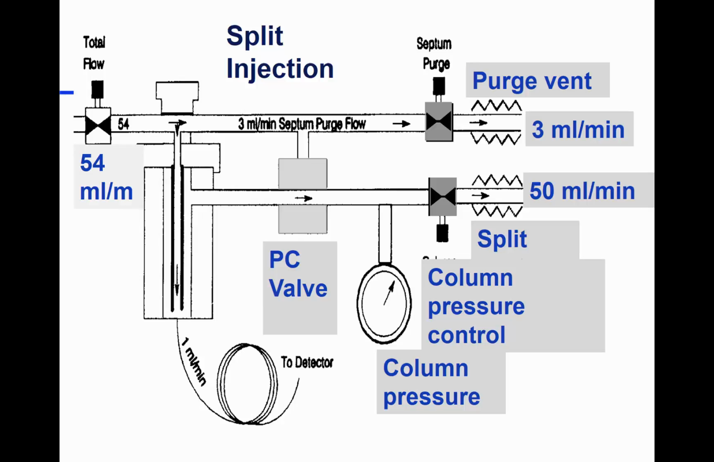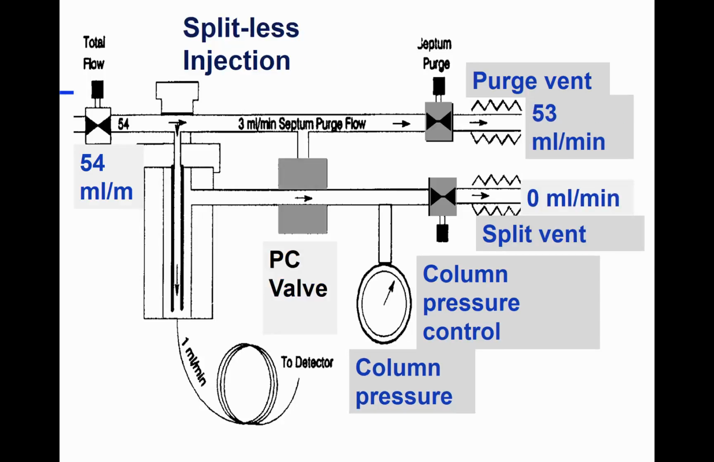Okay, I might have 1 to 100. I might have 1 mil to 200, 500 coming out here. So what kind of sensitivity do we need is the key word here. This is the splitless injection. And so the way this runs, and we're going to set it up the same way, 54 mils per minute coming in here. And what we've got is 3 mils of septum flow.